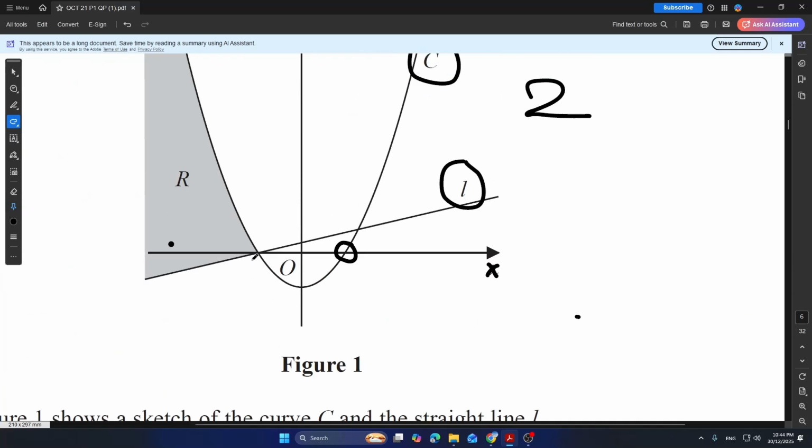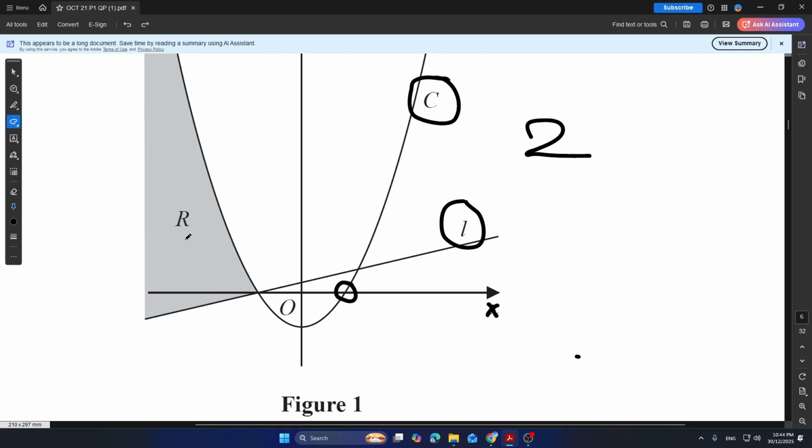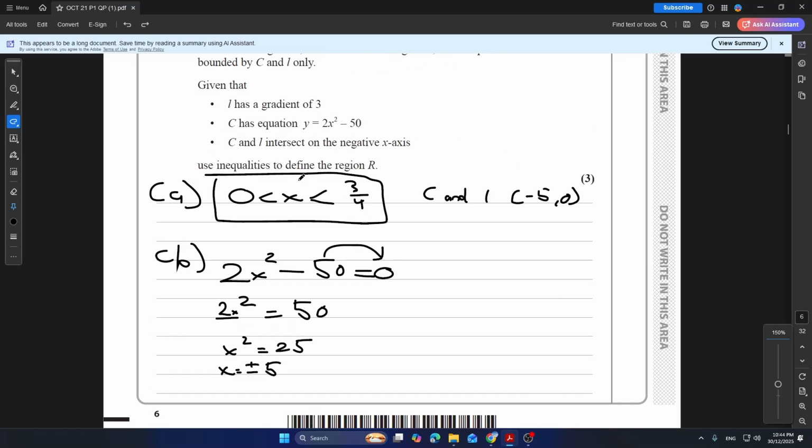Now, to define the region, we need to look at the region R. What are the lines that bound the region? What are the boundaries? You see this boundary of the region R, this is one of the boundaries, and this line here, line L. How will we know what region R is? We define it using the inequalities of these boundaries. It's like region R is greater than this line or less than this line, and I'll show what I mean in a second. But before then, we need to find the equation of this line L, so we can use it as an inequality. How to find line L?